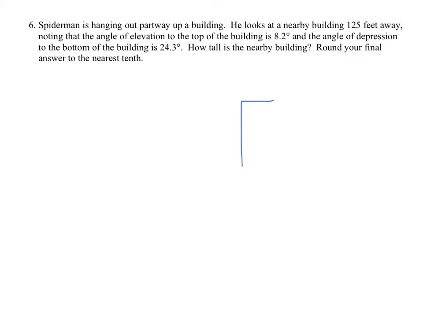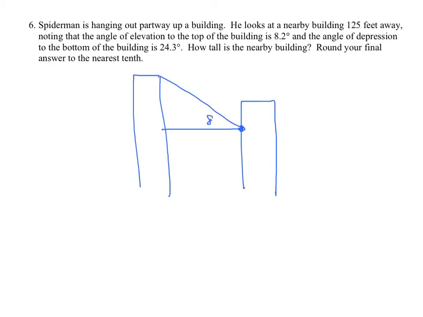So here's a building here, and here's Spidey. We'll just put a dot for Spidey, okay? And he looks up at a nearby building, at an angle of elevation of 8.2 degrees, and looks down and gets the angle of depression to be 24.3 degrees. Perfect. So the labeling takes a lot out of you. And the only other number I haven't used is the 125. So I'm going to write that right here because the buildings are 125 feet apart.